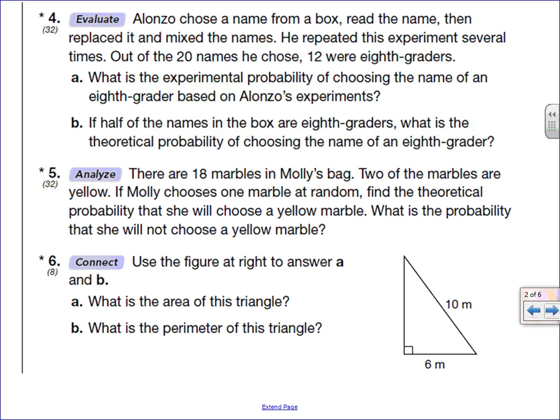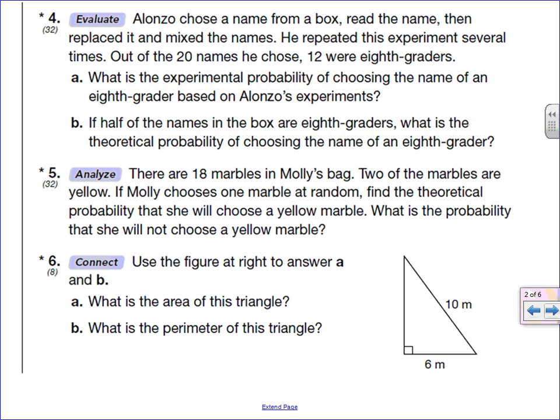Alonzo chose a name from a box, read the name, then replaced it and mixed the names. He repeated this experiment several times. Out of the 20 names he chose, 12 were 8th graders. What is the experimental probability of choosing the name of an 8th grader based on Alonzo's experiments?